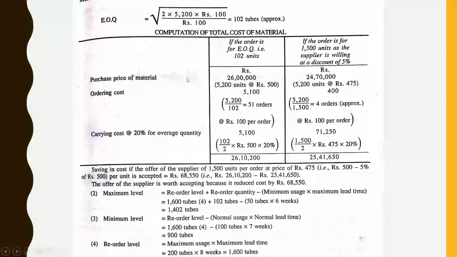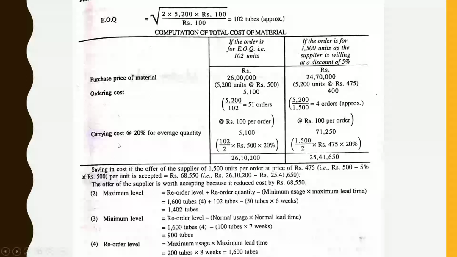Then ordering cost. So how many orders? So first at EOQ. At EOQ, the number of orders will be 5,200 divided by 102. That means 51 orders at the rate of 100 each. But at 1,500 lot size, the number of orders would be 5,200 divided by 1,400. That means 4 orders at the rate of rupees, how much? 100 per order. So it will be 400 and it will be 5,100. So this is ordering cost.